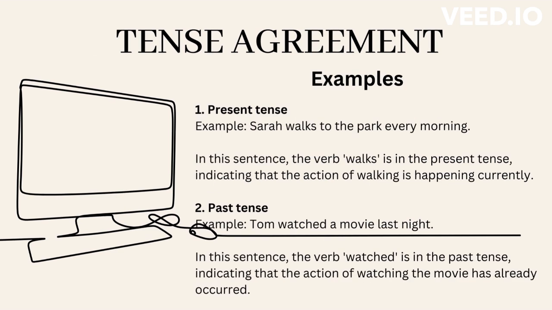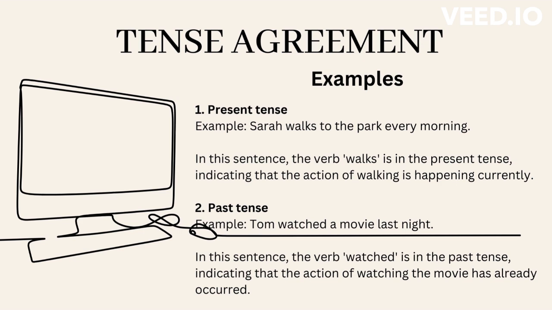1. Present tense. This tense is used to describe actions currently happening or to state facts that are always true. Example: Sarah walks to the park every morning. In this sentence, the verb walks is in the present tense, indicating that the action of walking is happening currently.